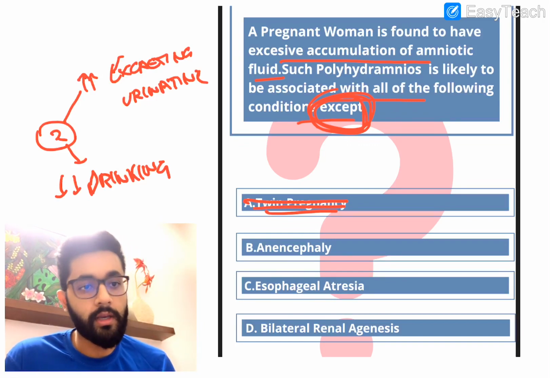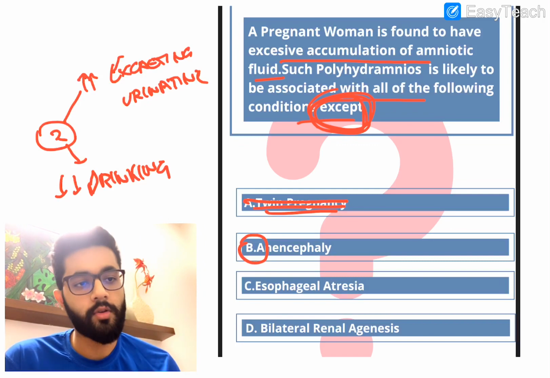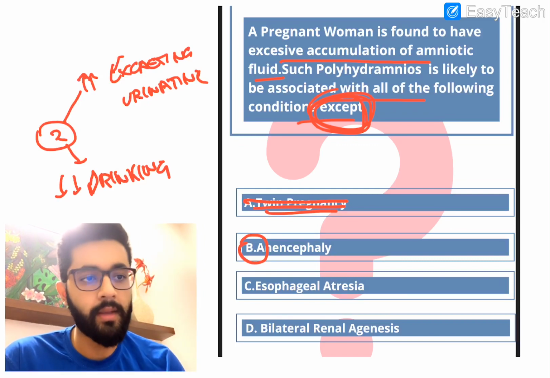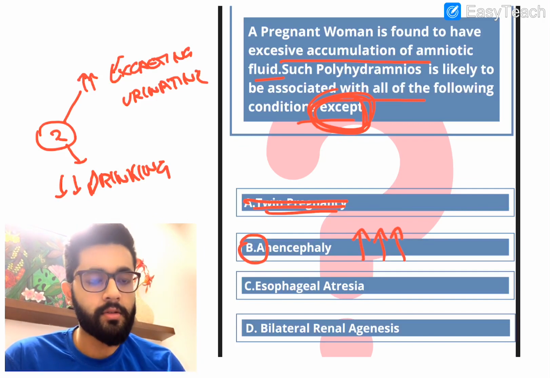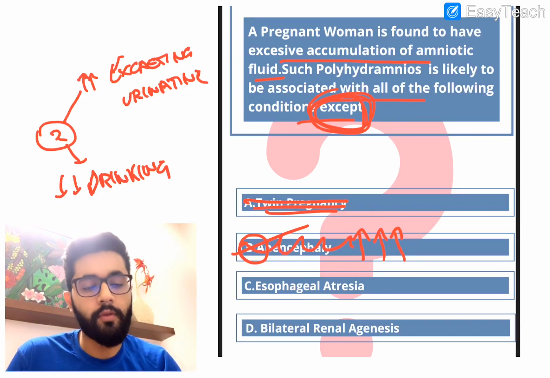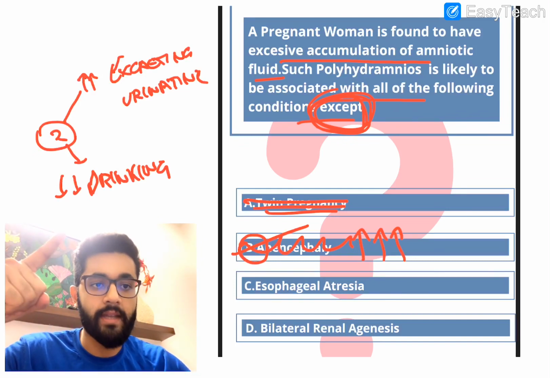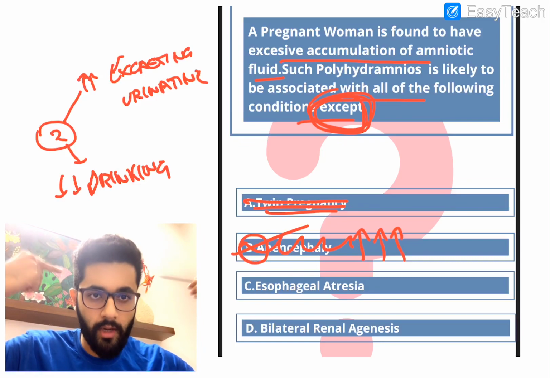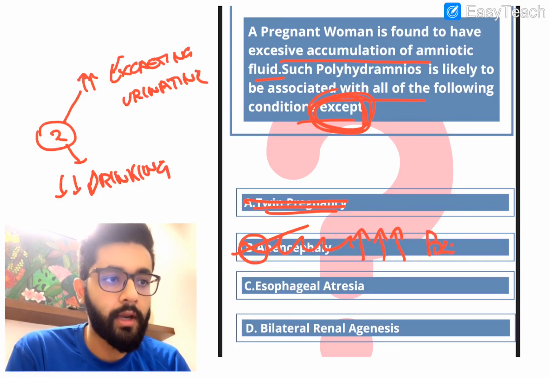So let's look at each of the options now, starting from anencephaly. In anencephaly, the baby is not swallowing. When there is no swallowing from the baby, automatically the amniotic fluid will increase. So definitely in anencephaly there is increased amniotic fluid, so this is not the answer. Remember one more thing: in anencephaly the CSF content, since there is no head or vault, also leaks into the amniotic fluid. So anencephaly is a cause of polyhydramnios because of that.